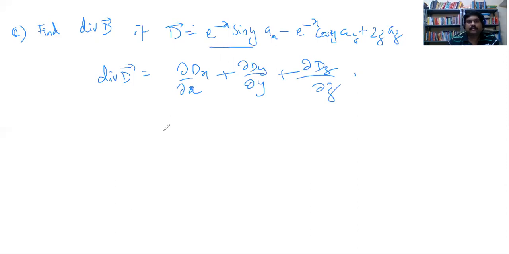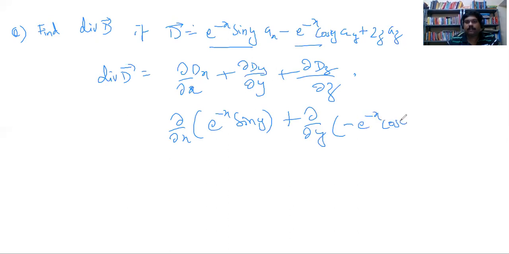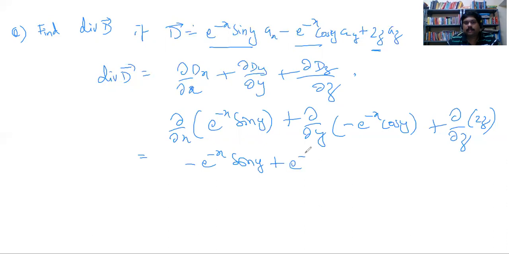So what is Dx? This fellow. So dou by dou x of e raised to minus x sin y plus dou by dou y. What is Dy? This one. Minus e raised to minus x cos y plus dou by dou z of what is Dz, of this one, 2z. So this is equal to minus e raised to minus x sin y plus e raised to minus x sin y plus 2. So these two get cancelled. So divergence of D is equal to 2.